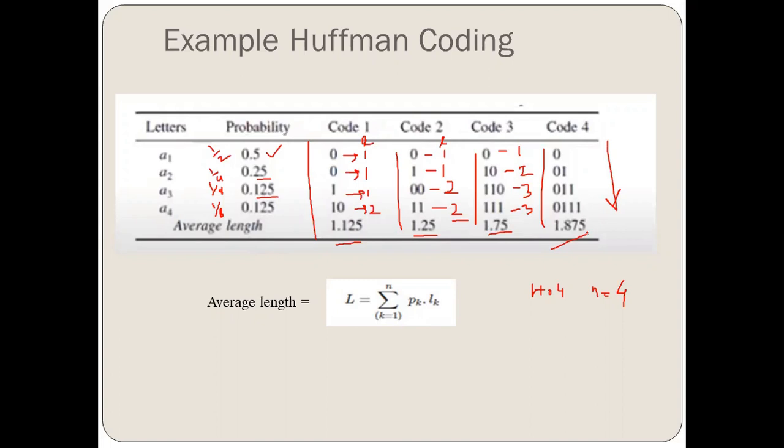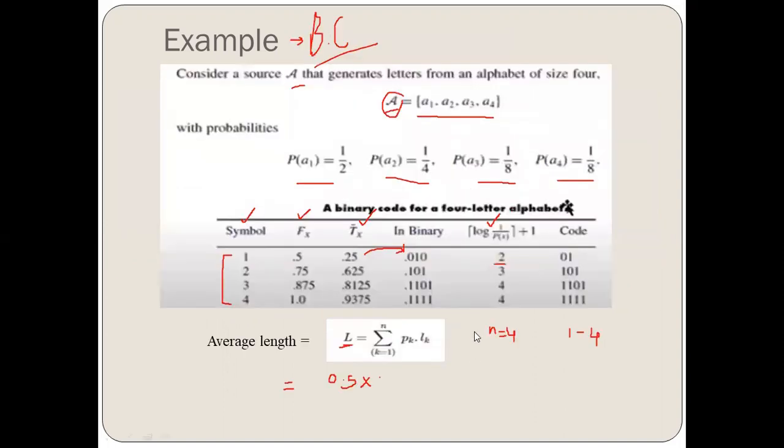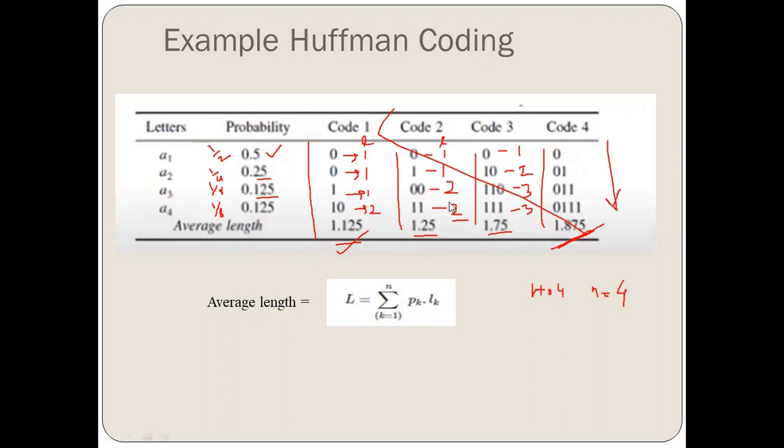Now you see that if I consider the average length, the best is this one, 1.125. The highest that we have got for this particular is 1.875. That is again much lesser than the average length we calculated in the binary code example, that was 2.75. One more thing we should see: we have to find out the optimum code in terms of uniquely decodable codes. So the code should be uniquely decodable.